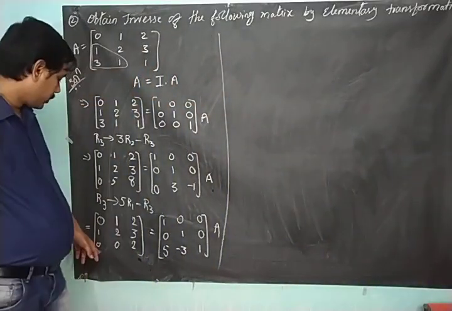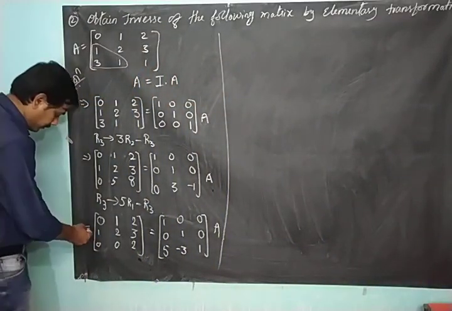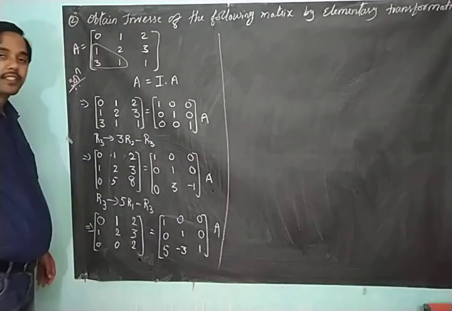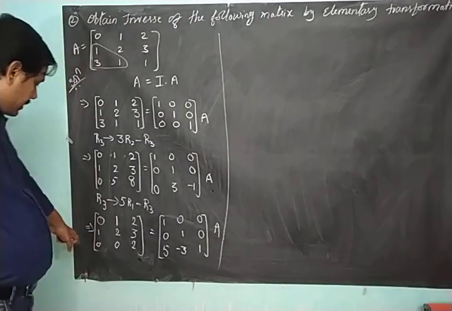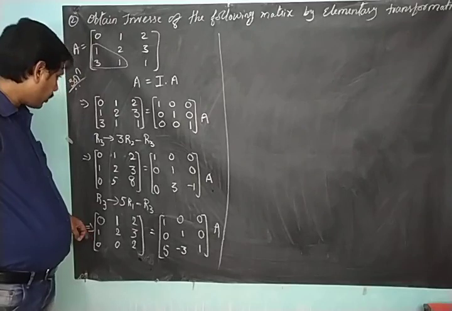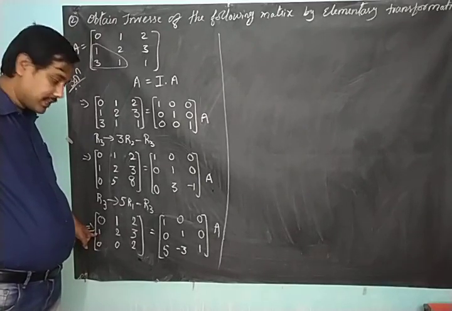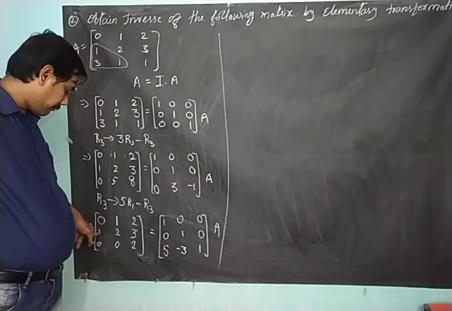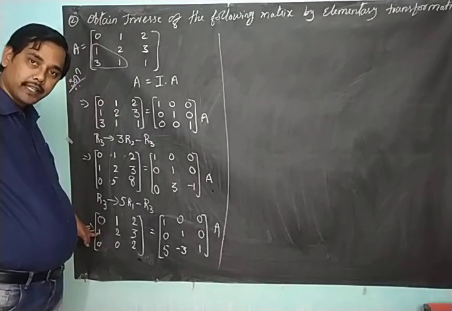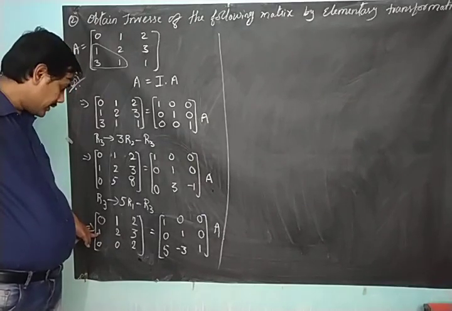Fine. So this is about applying column transformation to third row. We got this value as 0, this value as 0. Now what remains is this one. This also should be converted as 0. How to convert? If I subtract 1, then I will get the value as 0.